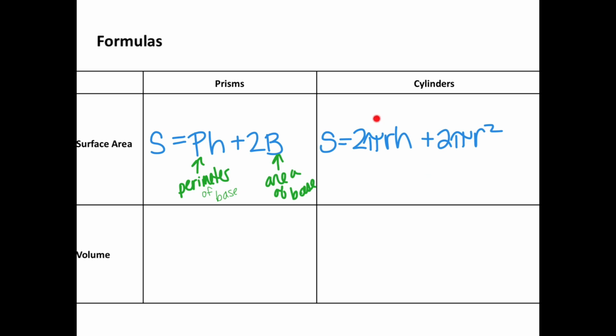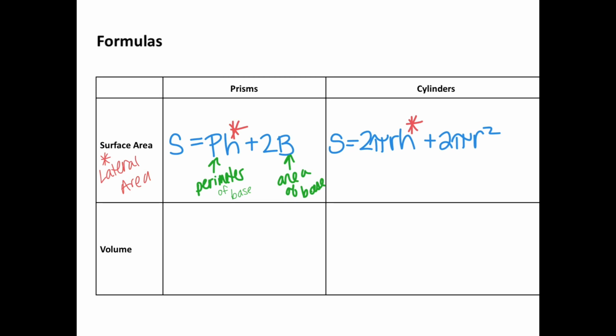What's interesting about the formulas then is that this formula is actually the same for cylinders, but instead of using perimeter, it's circumference. 2 pi r, that's the circumference, times the height of the cylinder, and then twice the area of the base. Well, the base is a circle, and that's pi r squared, so twice the area of the circle. So these formulas really are exactly the same thing. This one is just specifically in circle mode, putting in 2 pi r for the perimeter or circumference and pi r squared for the area.